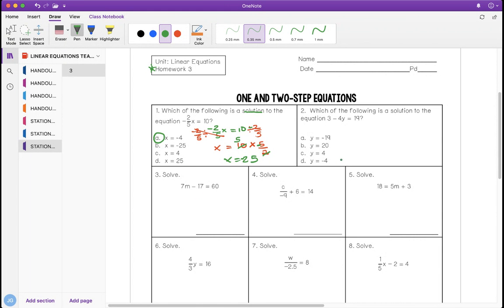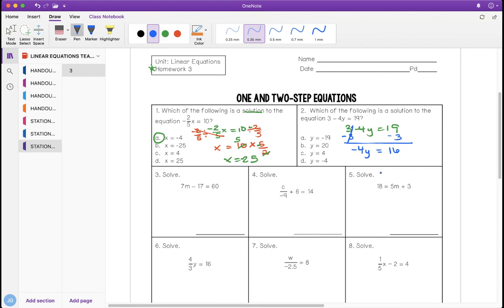All right, number 2. We have 3 minus 4y equals 19. Now I want to get rid of my constant first, and my constant in this case is the 3. It's a positive 3, so I'm going to take its opposite. I'm going to subtract 3 from both sides. And I'm going to bring down my coefficient of -4y. And I have 19 take away 3 gives me 16.